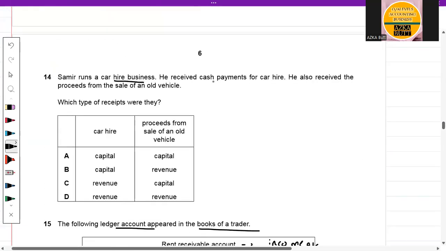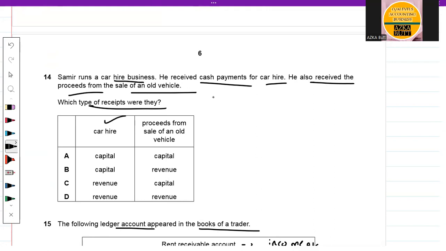Samir runs a car hire business. He received a cash payment for car hire. He also received the proceeds from the sale of an old vehicle. What type of receipts were they? Car hire. So car hire is basically his business. So if he is receiving any cash payment for car hire, it means that that would be his revenue receipt. So that's why this option will be right. And if you see that he received proceeds from sale of an old vehicle, which maybe he is using for his business, it means that that would be the part of capital receipt. So that's why this option is the right option. C option is the right option.